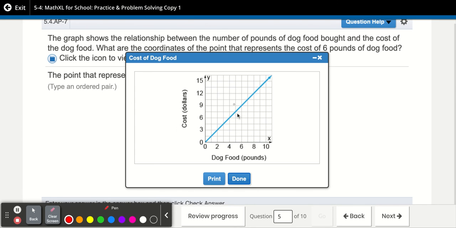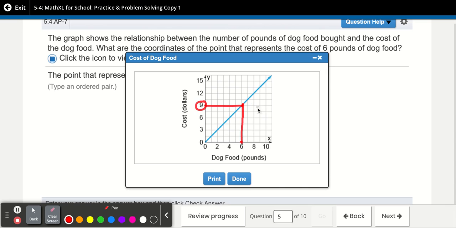And we're looking for 6 pounds of dog food. So here's 6. See if I can manage to draw a straight line. So we tap right there and tap right there. Not drawing a straight line this time. Hey, but I did okay without it. So we go up from the x-axis to our line, and then we go from our line over to the y-axis. Oh, I'm doing pretty good.